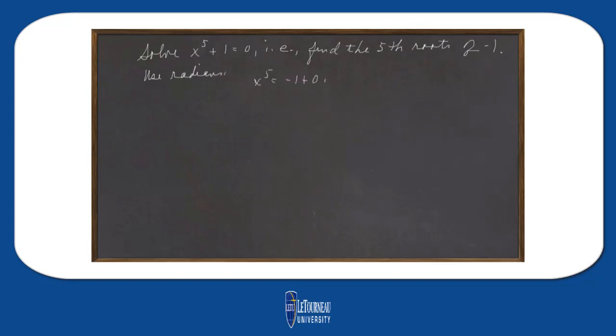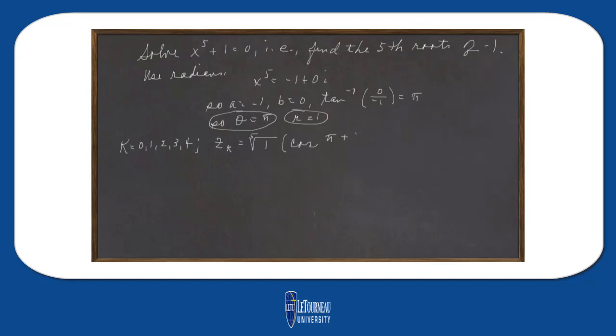We'll use radians. So x to the 5th equals minus 1 plus 0i. So a is minus 1, b is 0. Inverse tangent of 0 over minus 1 is pi. So theta equals pi, and r is equal to 1. So we will need k equal to 0, 1, 2, 3, and 4. z sub k then will be the fifth root of 1 times the cosine of pi plus 2 pi k over 5 plus i times the sine of pi plus 2 pi k over 5.